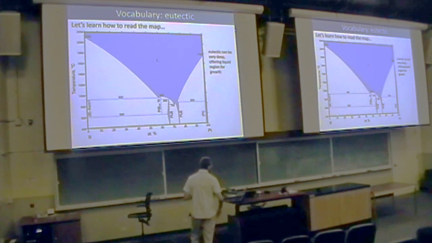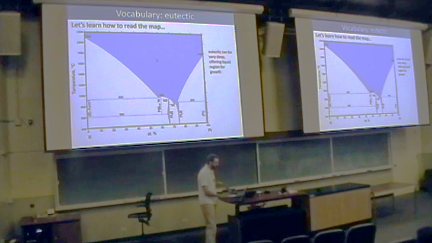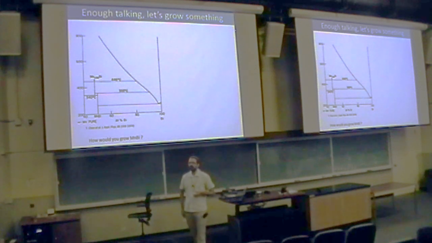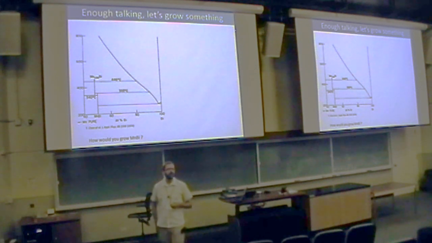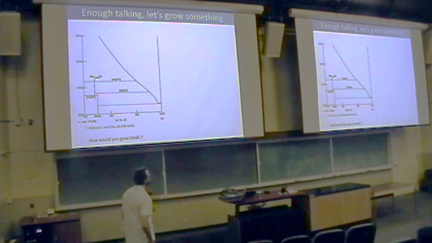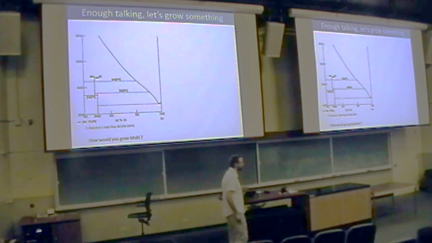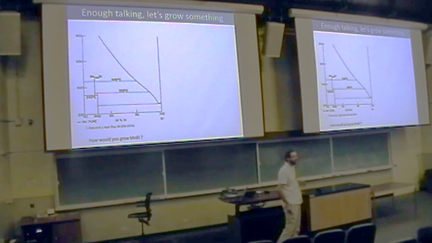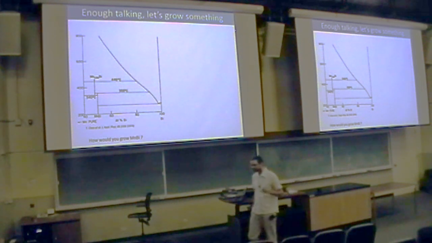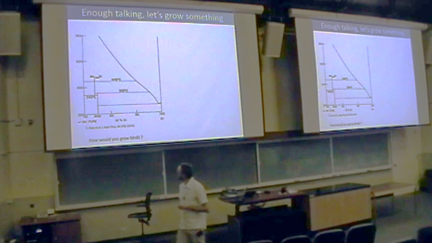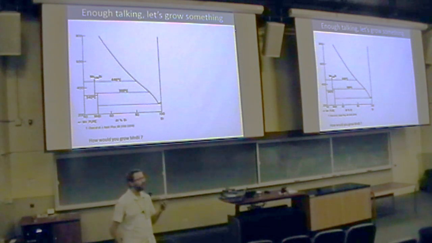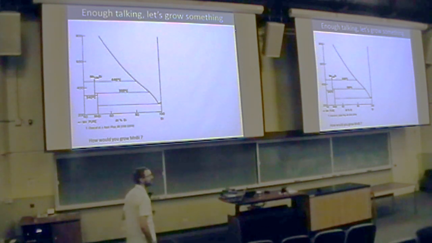Now, okay, that was just a background on how to read those phase diagrams. Now let's do a real example. Let's try to grow something. And I'm going to choose to illustrate this with how to grow a single crystal of manganese bismuth. Okay? Why would you want to do this? Well, manganese bismuth is a simple binary compound, so it's good for a tutorial.